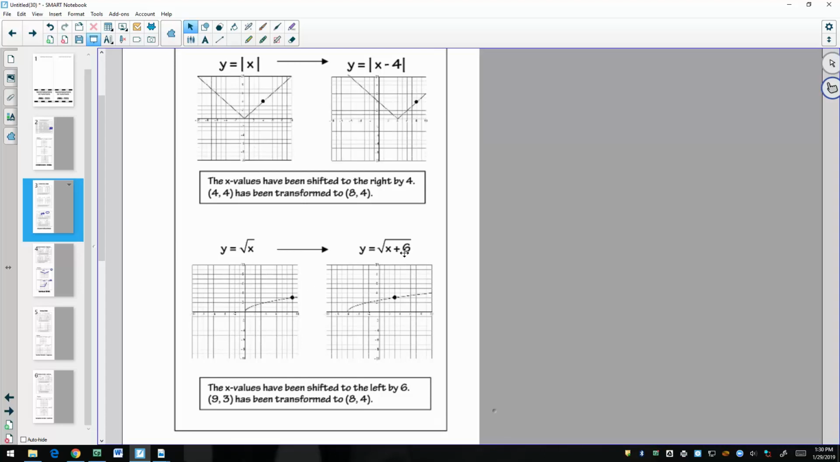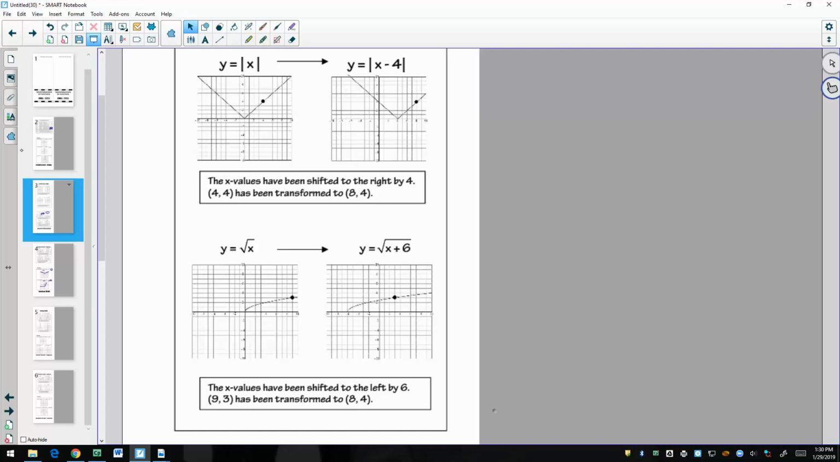The vertical shifts are very straightforward. If it's a plus 6 at the end, it moves up 6. If it's a minus 6, it moves down 6. But horizontal shifts are the opposite. If it's a -4 that's attached to the x, you're moving right 4, sorry. If it's a plus 6 that's attached to the x, you're moving left 6. So it's kind of the opposite of what you would think.